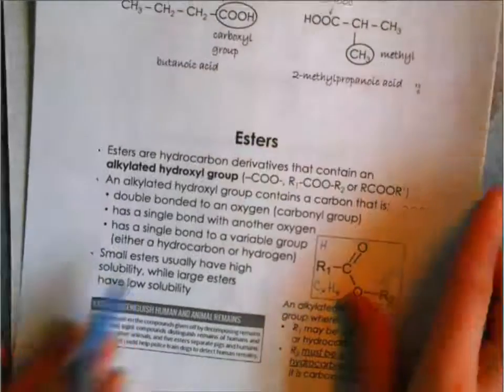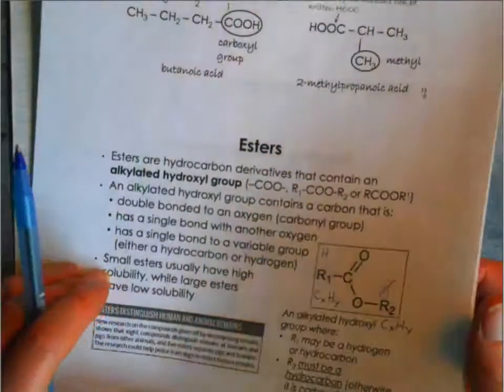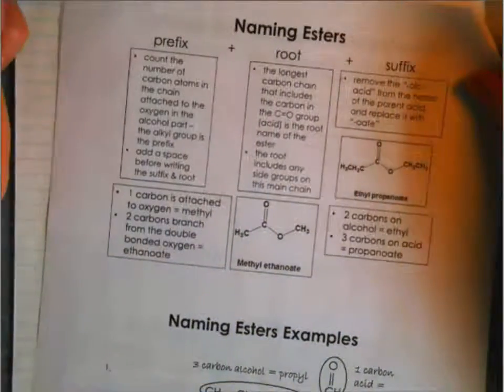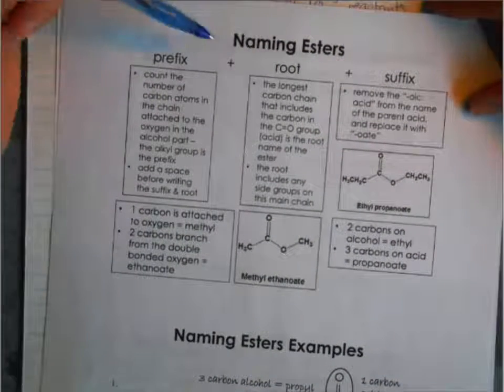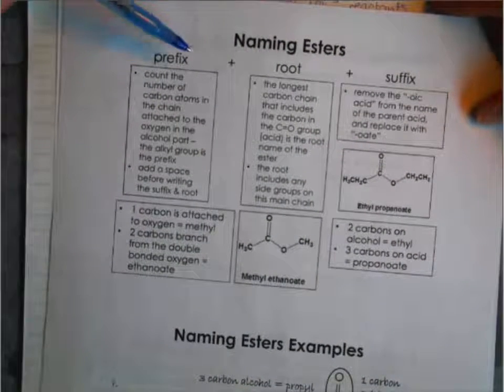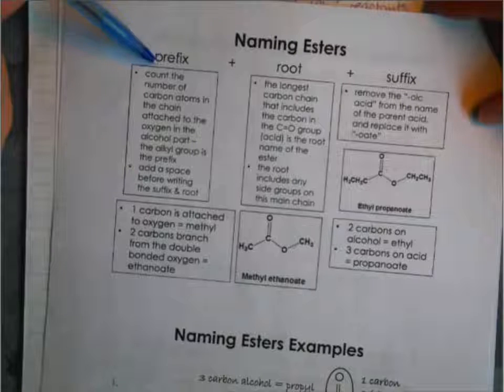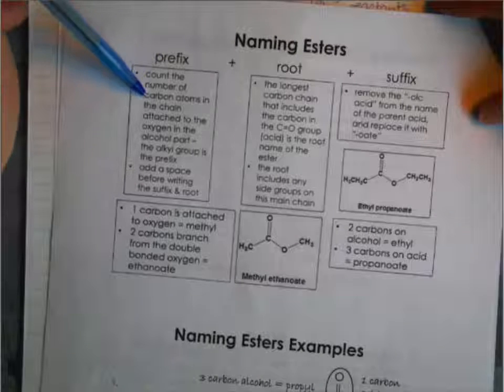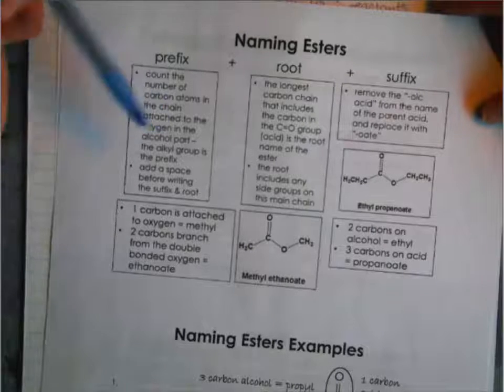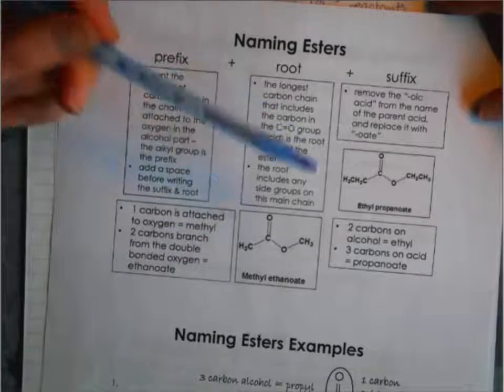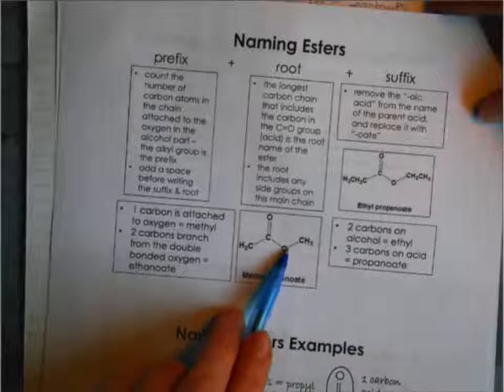You don't need to worry about solubility, so I wouldn't worry about that. So the naming rules for this, again, as with all of the organic compound names, we have prefix, root, and suffix. So in the prefix, you count the number of carbon atoms in the chain that are attached to the oxygen in the alcohol part, right? So this singly bonded oxygen.